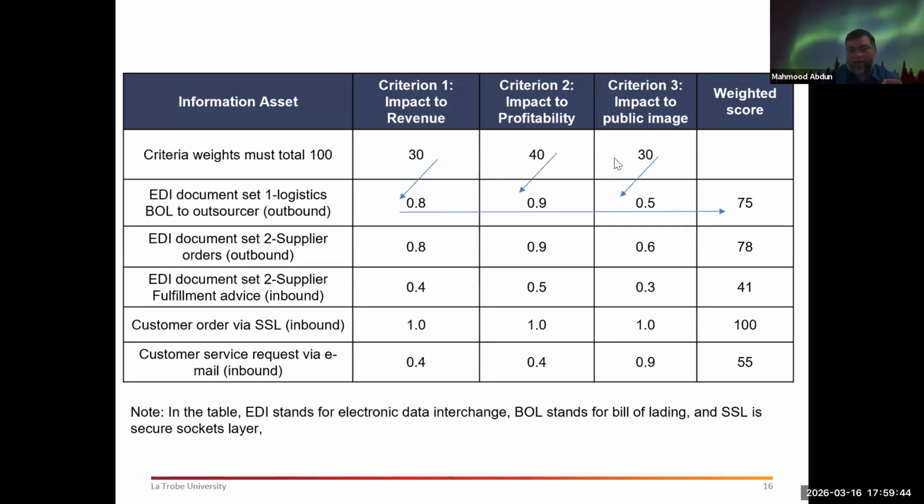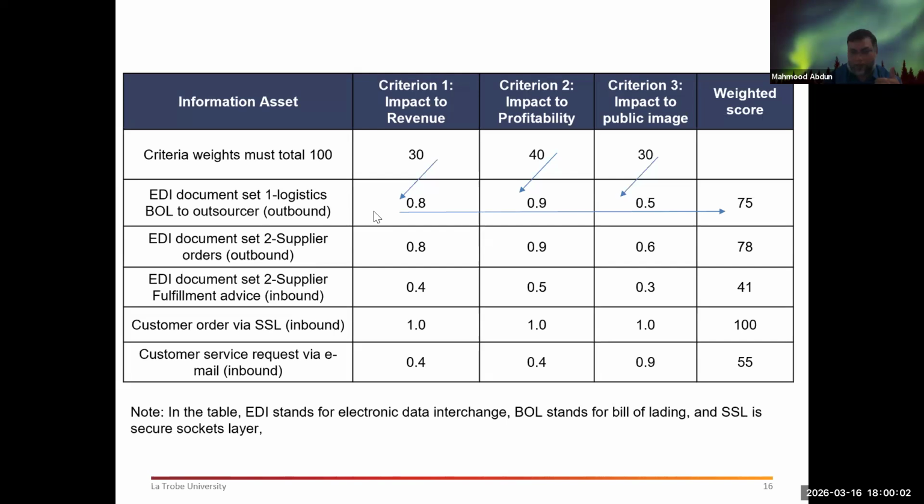So all of them should add up to 100. These three, or however many criteria you have got, they need to add up to 100. And the rows are basically either your business processes or your assets. So in this case, these are business processes.